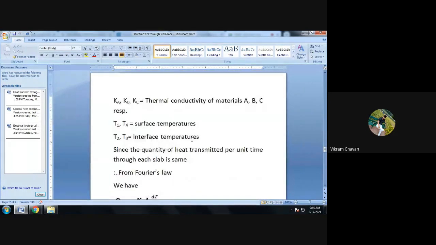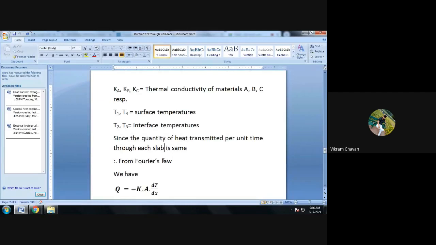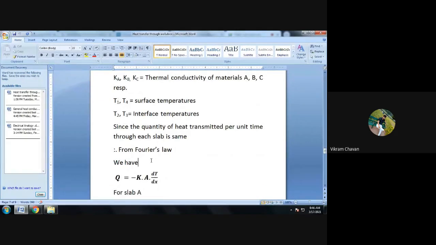So we have discussed that T1 and T4 are the surface temperatures and T2, T3 are the interface temperatures. Since the quantity of heat transmitted per unit time through each slab is the same, we can consider Fourier's law. Once again, for conduction only one law is important, that is Fourier's law. So on that basis we have to derive the equations. From Fourier's law we know that Q is equal to minus K multiplied by A multiplied by dT divided by dx.